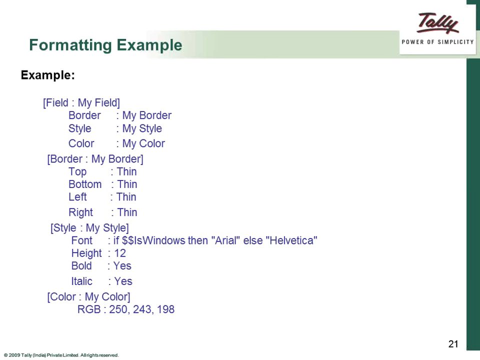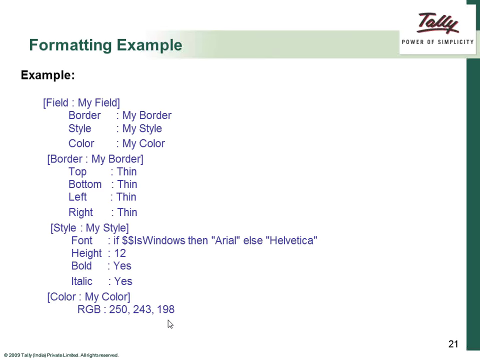Then for the style, you have font. Depending on whether you're using Windows or not, you can provide a choice of your font. You can provide the font height, whether it has to be bold or italic. Currently we do not have an option for underline, there is no such attribute called underline. And for color, you can provide the RGB, or you can make use of the cis color.